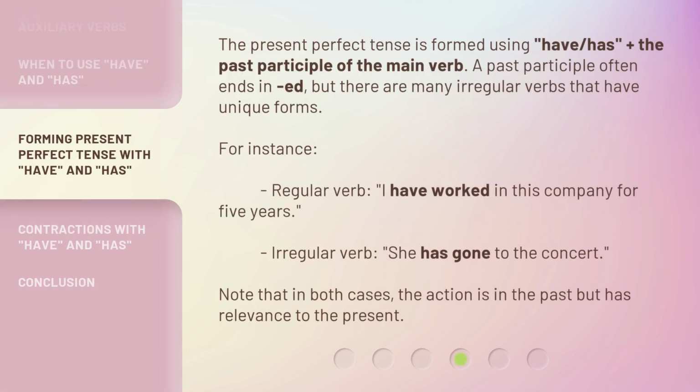The present perfect tense is formed using have, has, plus the past participle of the main verb. A past participle often ends in ed, but there are many irregular verbs that have unique forms. For instance, regular verb, I have worked in this company for 5 years. Irregular verb, she has gone to the concert. Note that in both cases, the action is in the past but has relevance to the present.